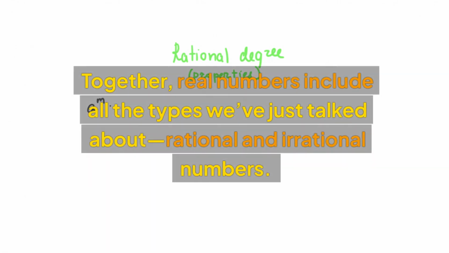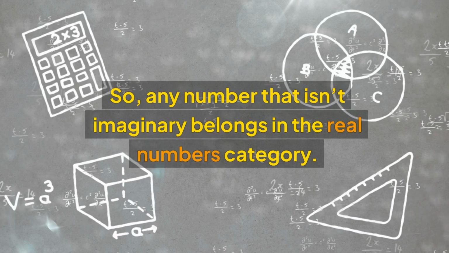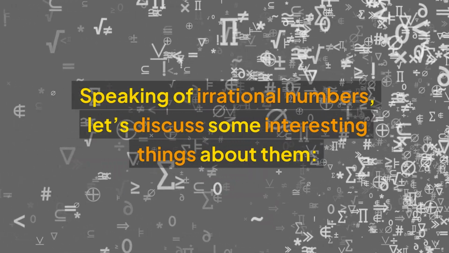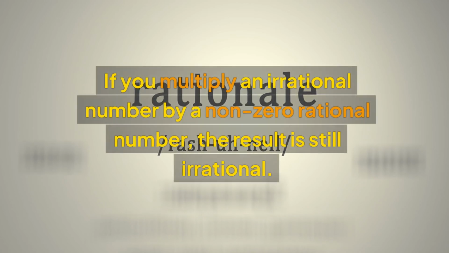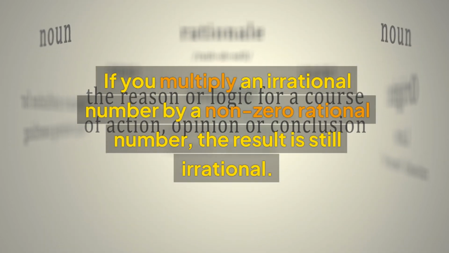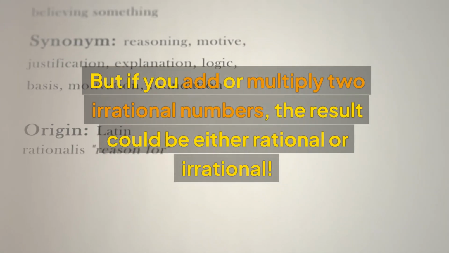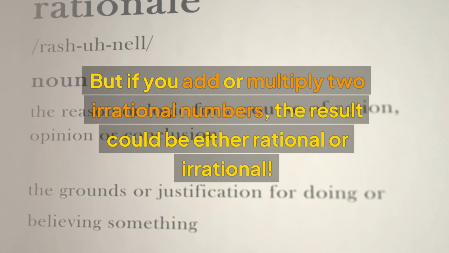Together, real numbers include all the types we've just talked about, rational and irrational numbers. So, any number that isn't imaginary belongs in the real numbers category. Speaking of irrational numbers, let's discuss some interesting things about them. If you add or subtract a rational number and an irrational number, you'll always get an irrational number. If you multiply an irrational number by a non-zero rational number, the result is still irrational. But if you add or multiply two irrational numbers, the result could be either rational or irrational.